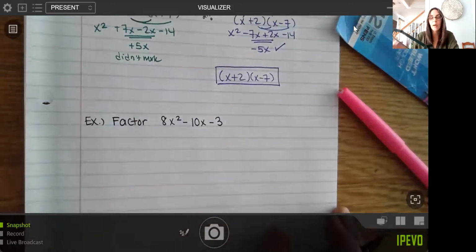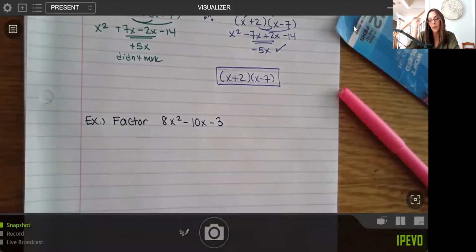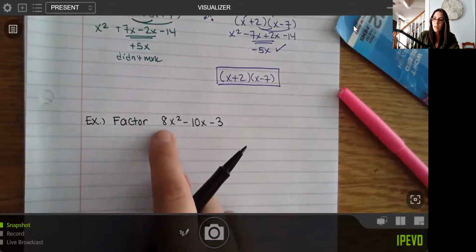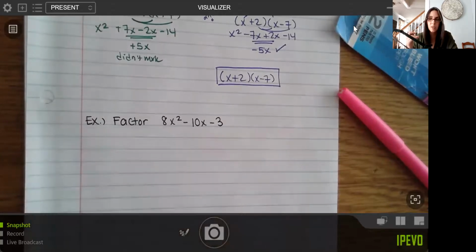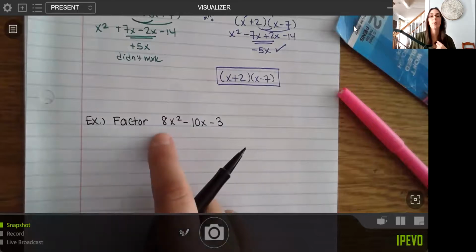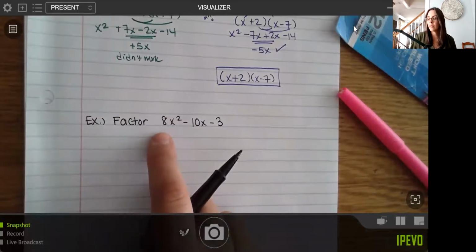Here I have 8x squared minus 10x minus 3. So it's a little bit harder now because I don't just have an x squared there. I actually have a number, so I'm going to have more options to choose from. I usually like to make sure my initial term is positive. I think it's easier, but if the other terms are negative, it's fine.